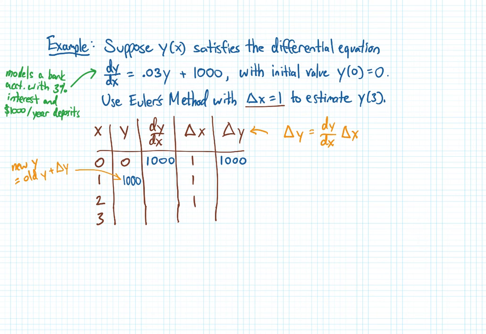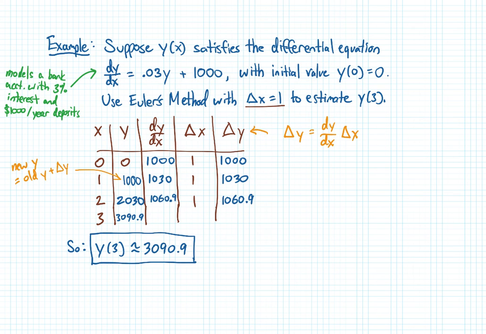And then we would use that y value to calculate the dy dx in that row. So when we plug in y equals 1,000 into the formula for dy dx, then we get dy dx is 1,030. And so then delta y is again dy dx times delta x, and so we get 1,030 for delta y. And then the new y is the old y plus delta y, and so that's 2,030. And then when we plug in y equals 2,030 into the formula for dy dx, we get 1,060.9. You probably should double check that calculation for yourself, but that's what it is. And so then our delta y is dy dx times delta x, and the new y value is going to be 3,090.9. And we can stop now because that is the estimate for the y value when x is equal to 3. So 3090.9 is the answer.